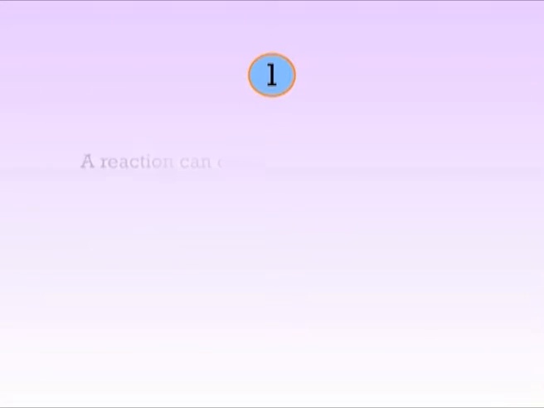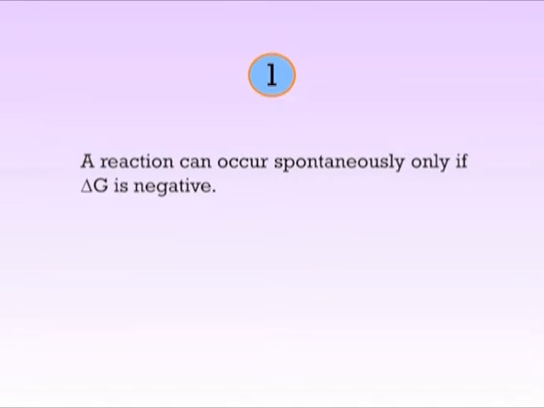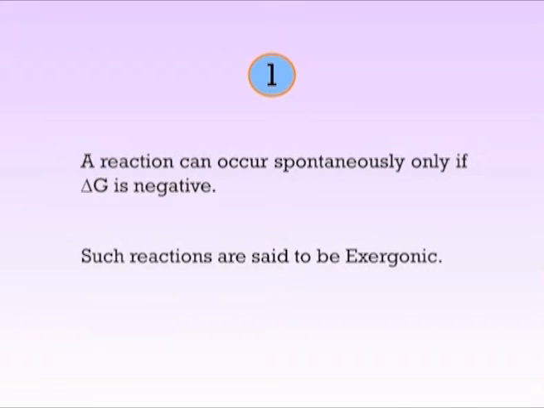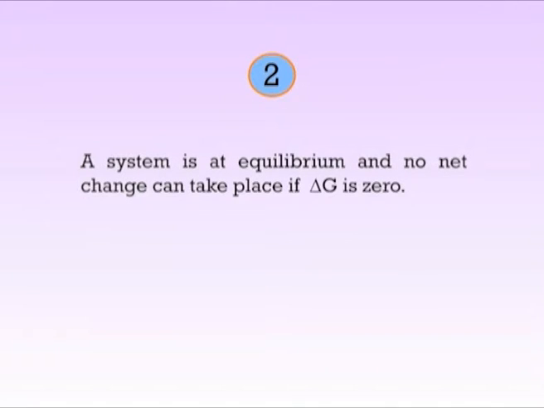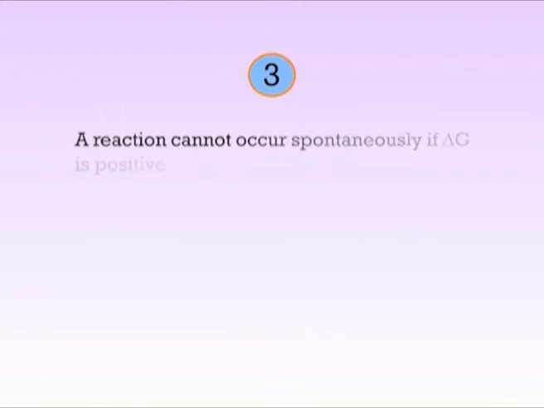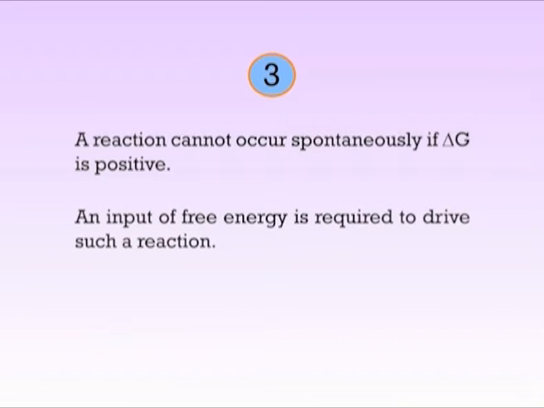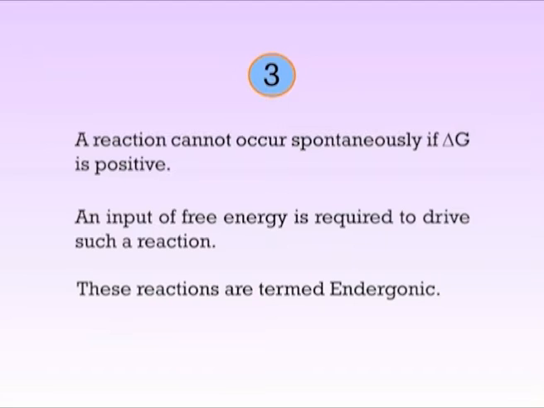Number 1, a reaction can occur spontaneously only if delta G is negative. Such reactions are said to be exergonic. Number 2, a system is at equilibrium and no net change can take place if delta G is 0. Number 3, a reaction cannot occur spontaneously if delta G is positive. An input of free energy is required to drive such a reaction. These reactions are termed endergonic.